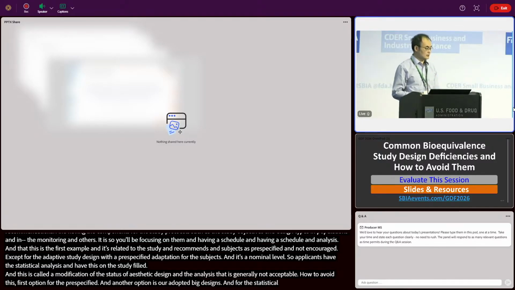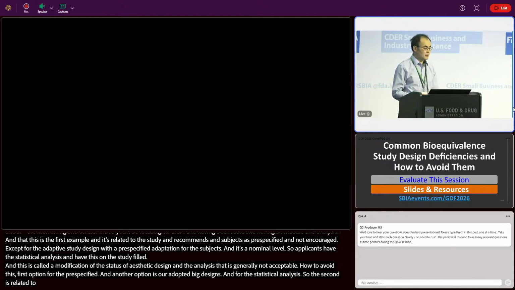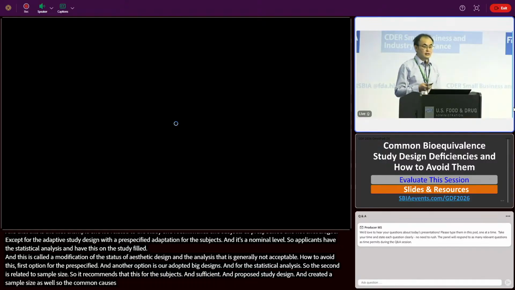The second one is related to sample size. The guidance recommends the total number of subjects in a study should be sufficient to provide adequate statistical power for a BE demonstration in the proposed study design. Inadequate sample size is one of the most common causes of failed BE studies and often results in major deficiencies. Applicants have to repeat their study.